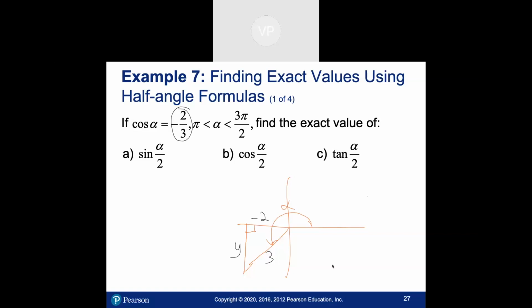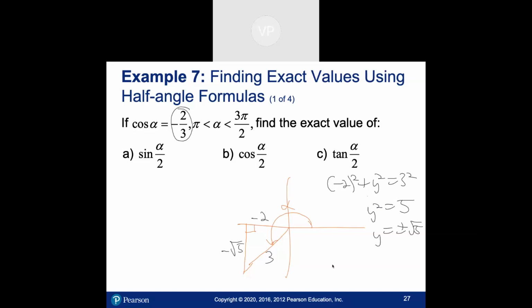Then, once I get that y, let's just do it real quick. Negative 2 squared plus y squared equals 3 squared. Y squared equals 9 minus 4, which is 5. We get a plus or minus root 5. Well, we're in the third quadrant, so that y is going down.